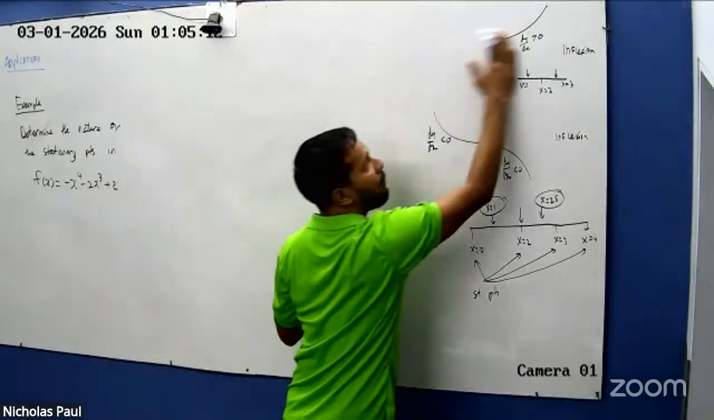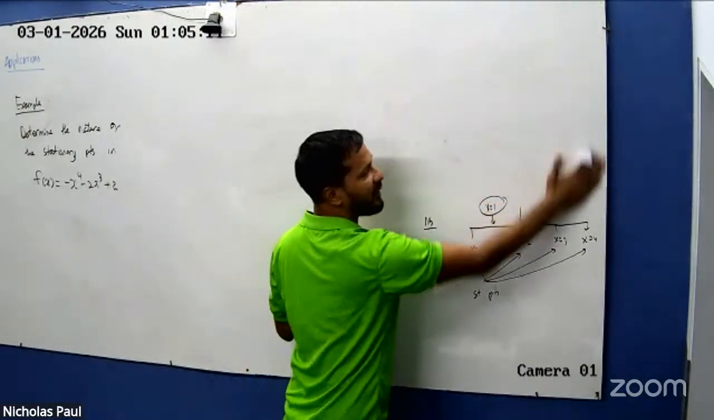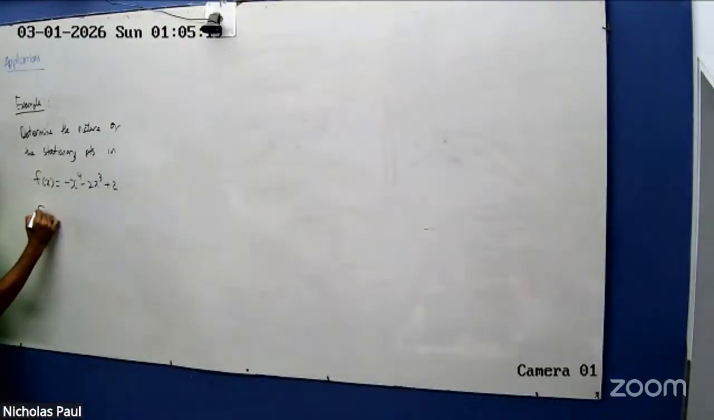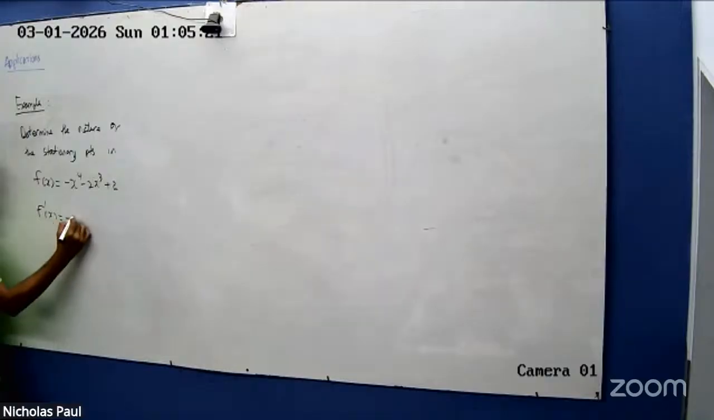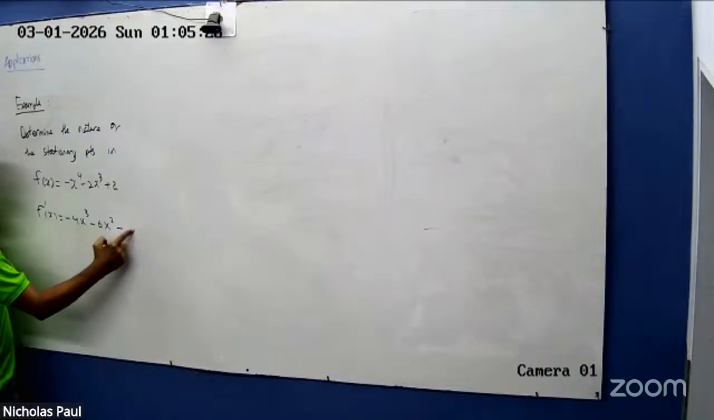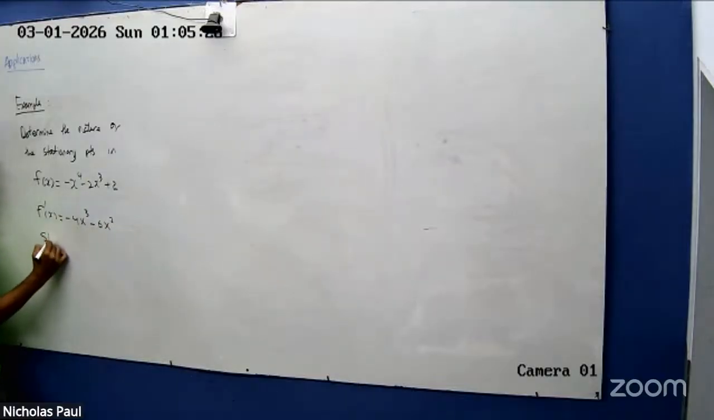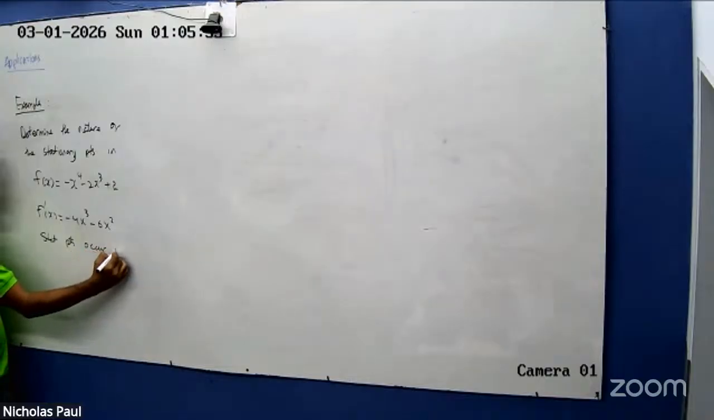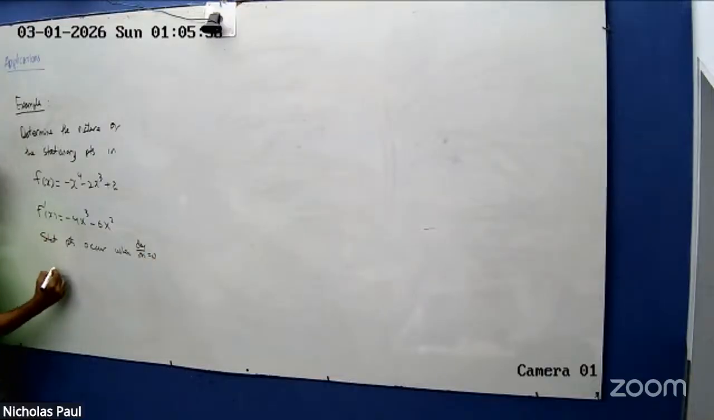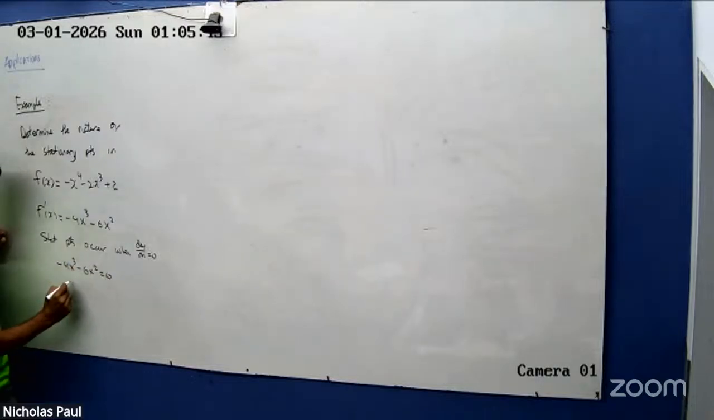Please remember, when you find the x, you have to find the y as well, right? So step number one, we find f prime x. That's minus 4x cubed minus 6x squared plus 0, right? And then we tell them that stationary points occur when dy/dx is 0 or f prime is 0. So you get minus 4x cubed minus 6x squared is 0. Carry it across, do your thing there.